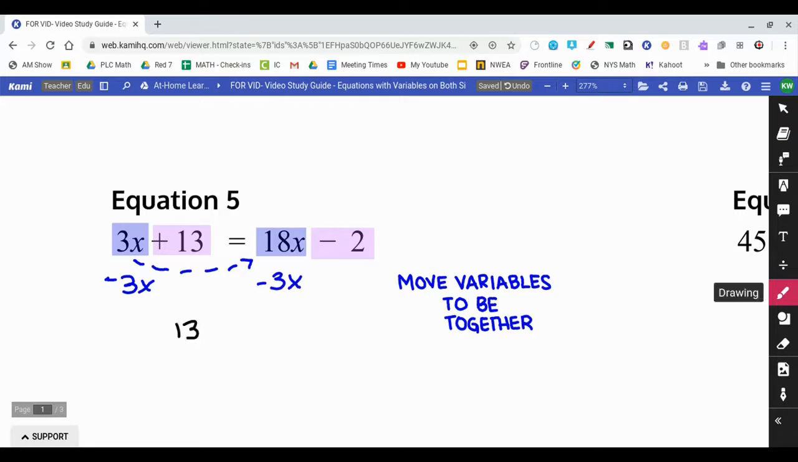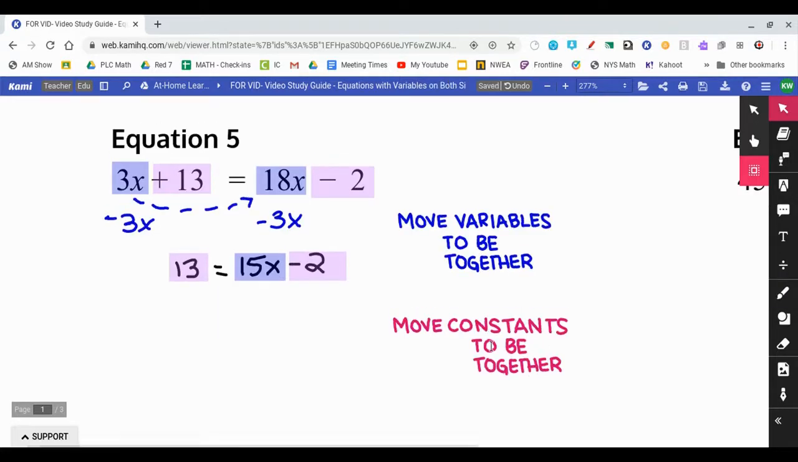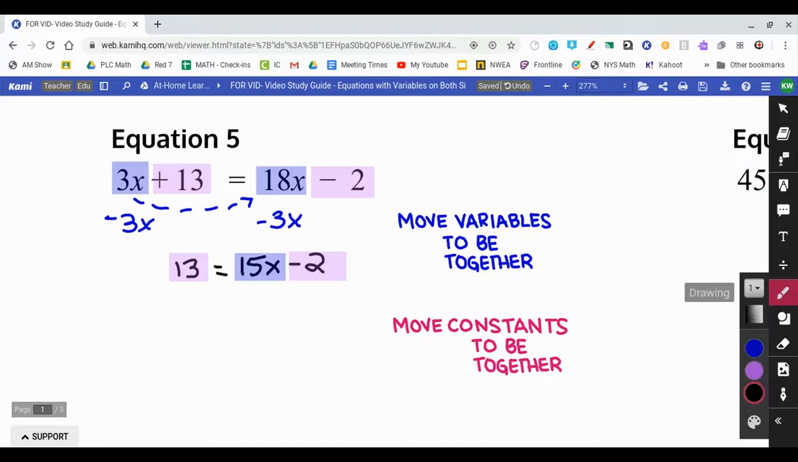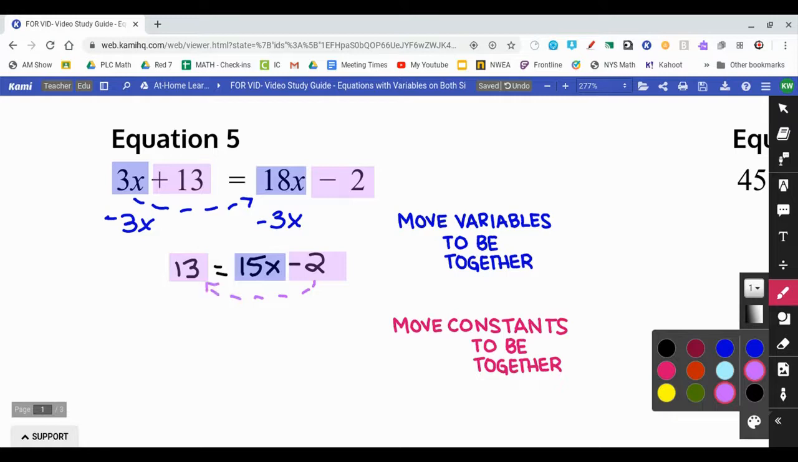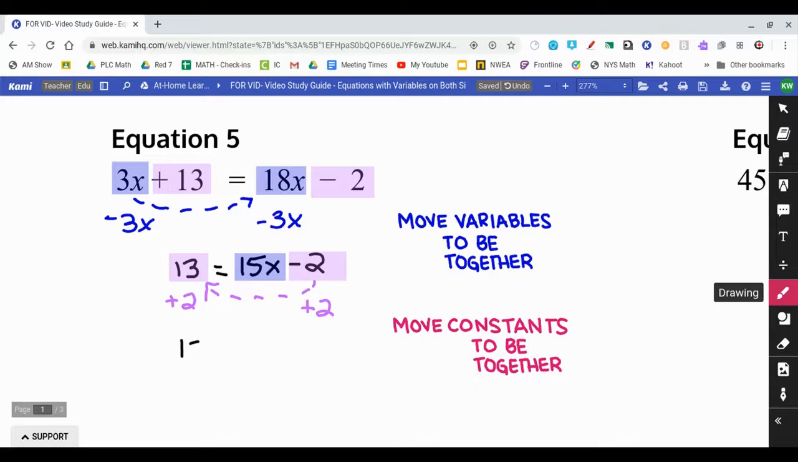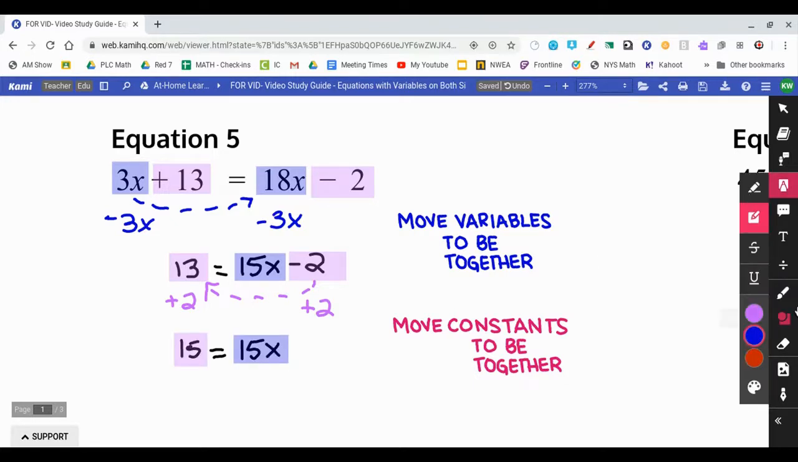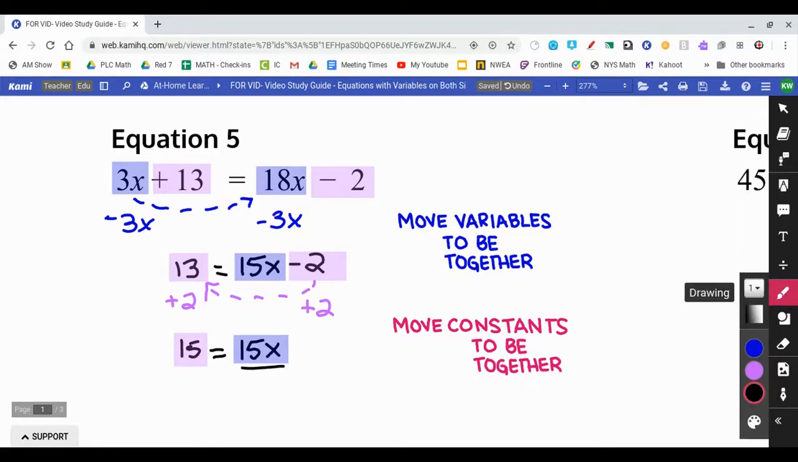To move a positive 3x over, I subtracted 3x from both sides, and I'm left with 13 equals 15x minus 2. Now I need to move the constants so they're on the same side of the equation. To move -2 over to the left-hand side, I'm going to have to add 2 to both sides of the equation. Then I'm left with 15 equals 15x. And you can see I successfully separated the constants from the terms with variables. I divide both sides by 15 and I find out that my answer is 1.